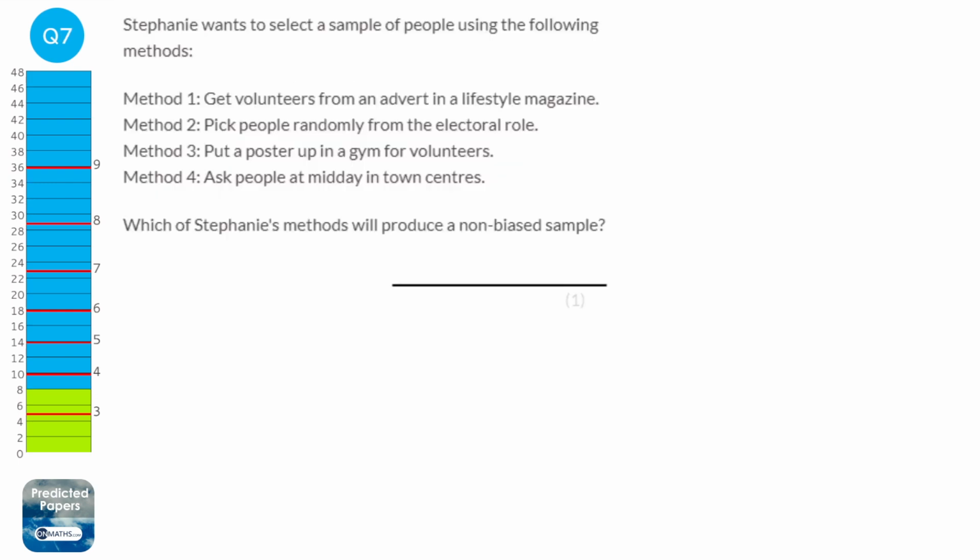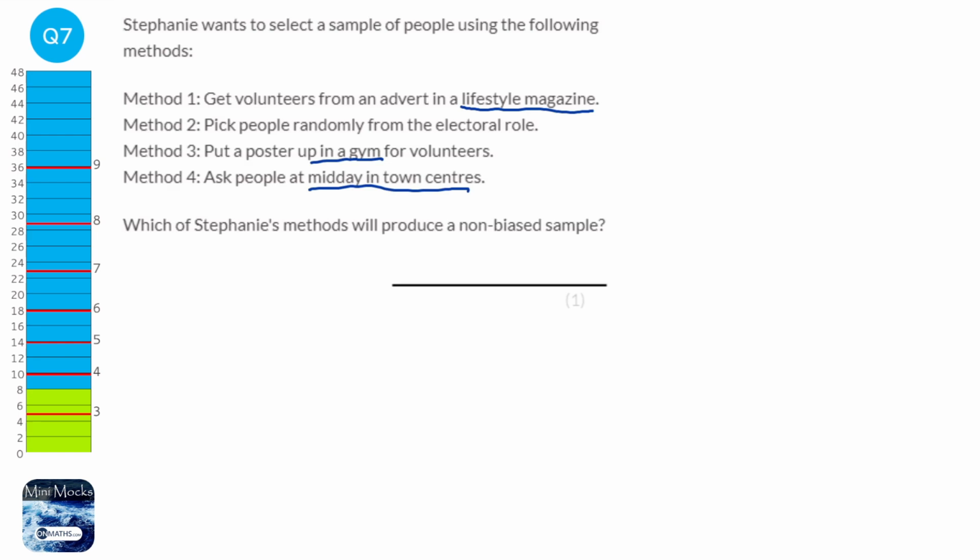When finding a sample of people, you want everyone in the population to have an equal chance of being picked. So in method 1, the facts in a lifestyle magazine might bias the people reading it, because there's groups of people that don't read lifestyle magazines. A poster up in the gym, again, there's groups of people who don't go to the gym. And midday in town centres, well, it might be on a school day, or it might be that you are skewing your data towards retired people. There's lots of reasons why a certain group of people won't be at a town centre at midday.